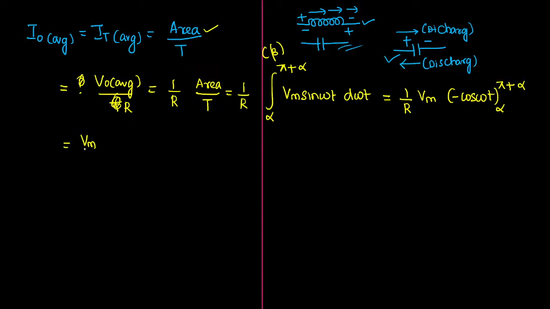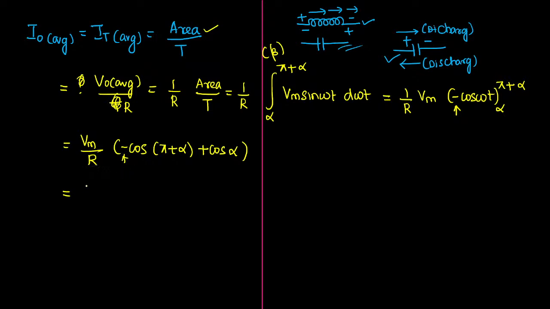I'm keeping Vm by R into minus cos of pi plus alpha. See, already there is one minus. While applying the lower limit, you will get one more minus. So minus into minus will be plus, and omega t will be replaced by alpha. What is the value of cos of 180 plus alpha? It will be equal to minus cos alpha. Already one more minus is there outside.